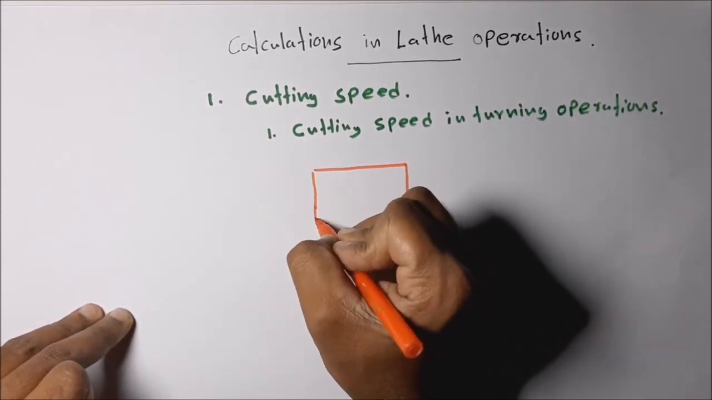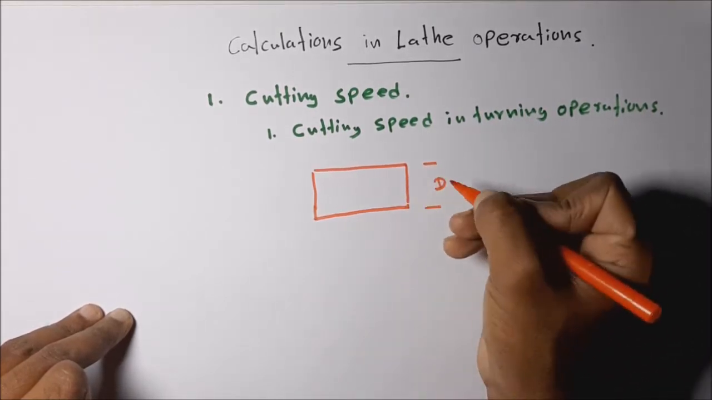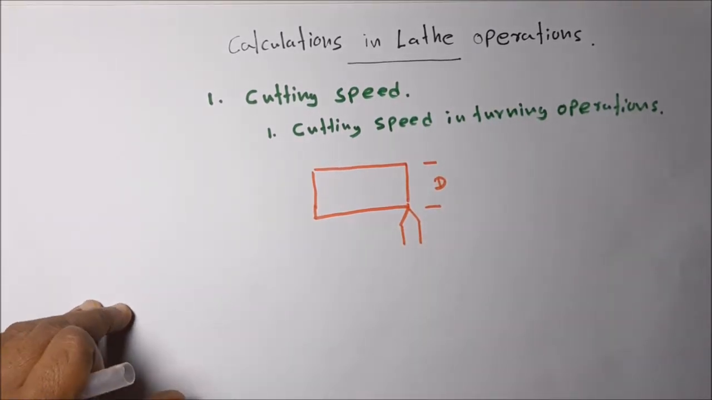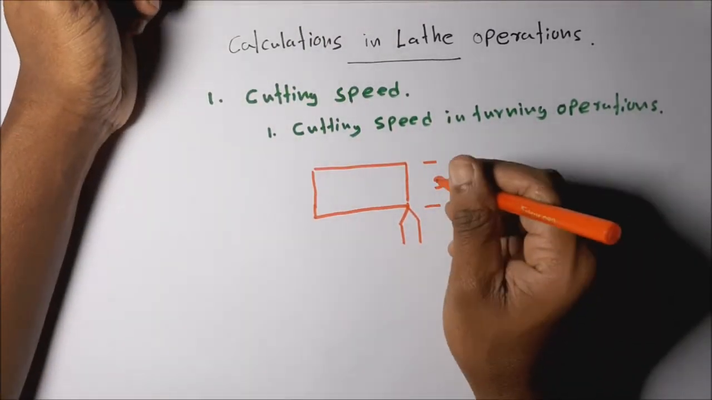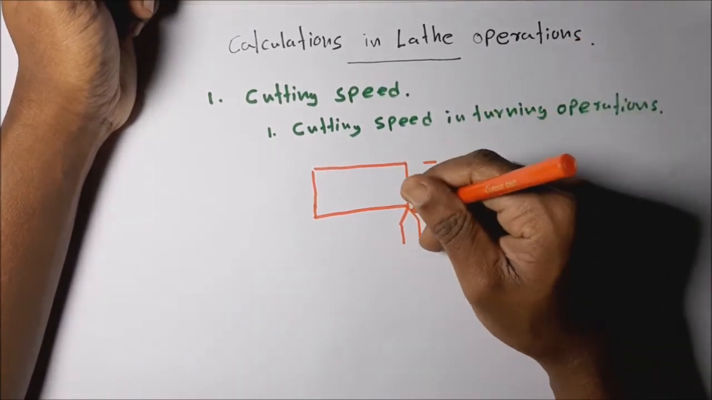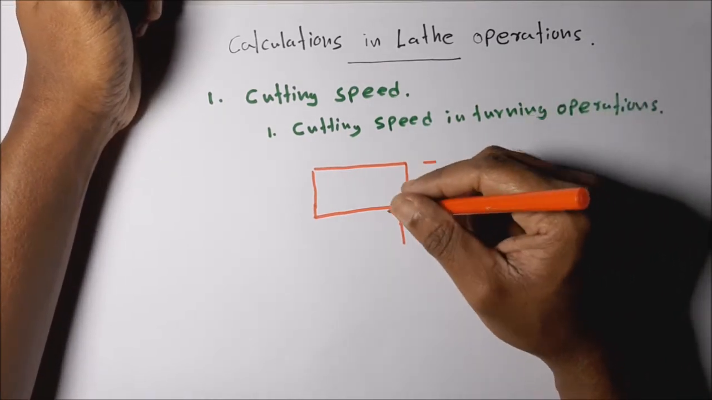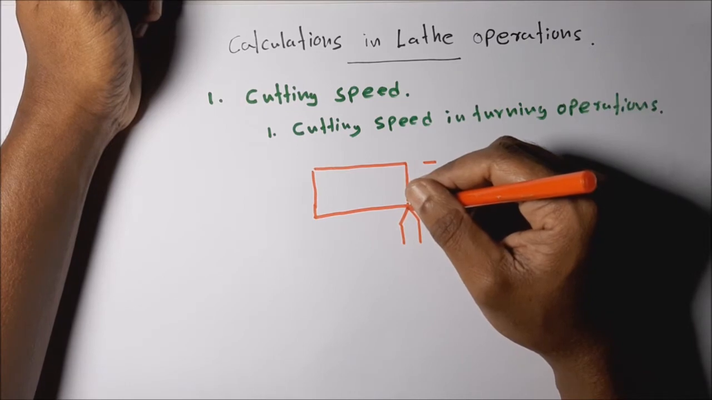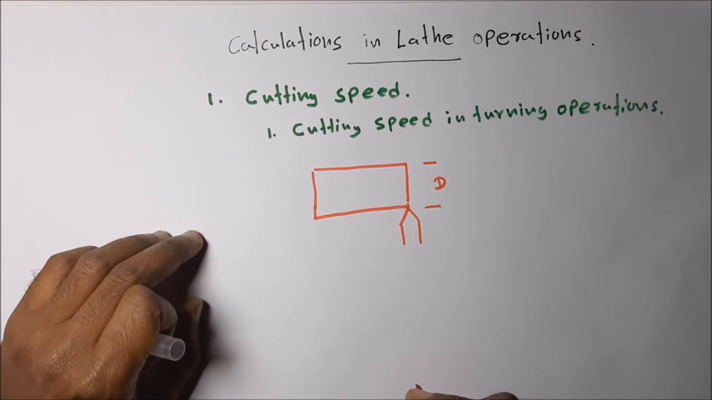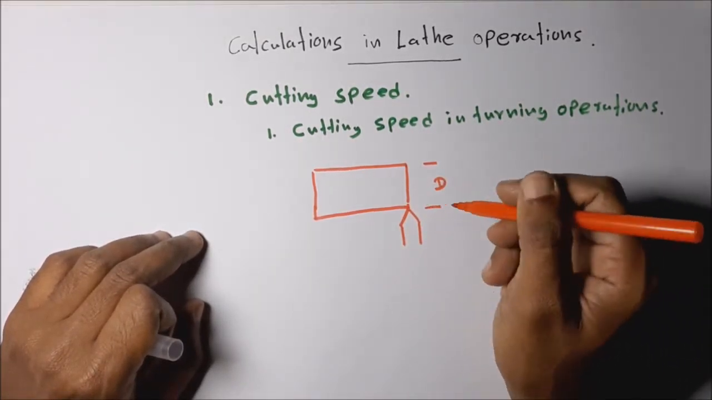Let's take this is the workpiece. Let's take the workpiece diameter as capital D. Let's take the cutting tool. Relative to the dimension of the workpiece, depth of cut is very small. So we are not considering the depth of cut. We can neglect depth of cut relative to the dimensions of the workpiece.